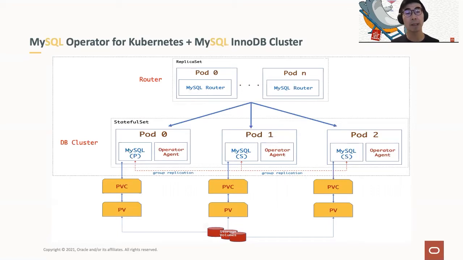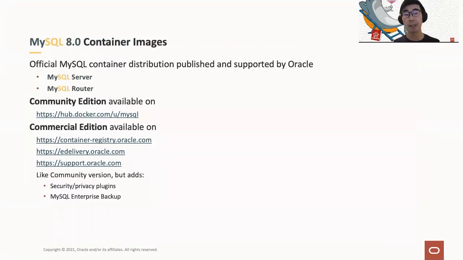The pod basically has two containers. One is the agent called the sidecar, and the other is MySQL, which is attached to the PVC, the persistent volume claim, and attached to the physical persistent volumes in the storage. For the container image, you can get it from Docker Hub, which has the community edition, or the commercial edition from container-registry.oracle.com. So we retrieve the server and router from the image registry.